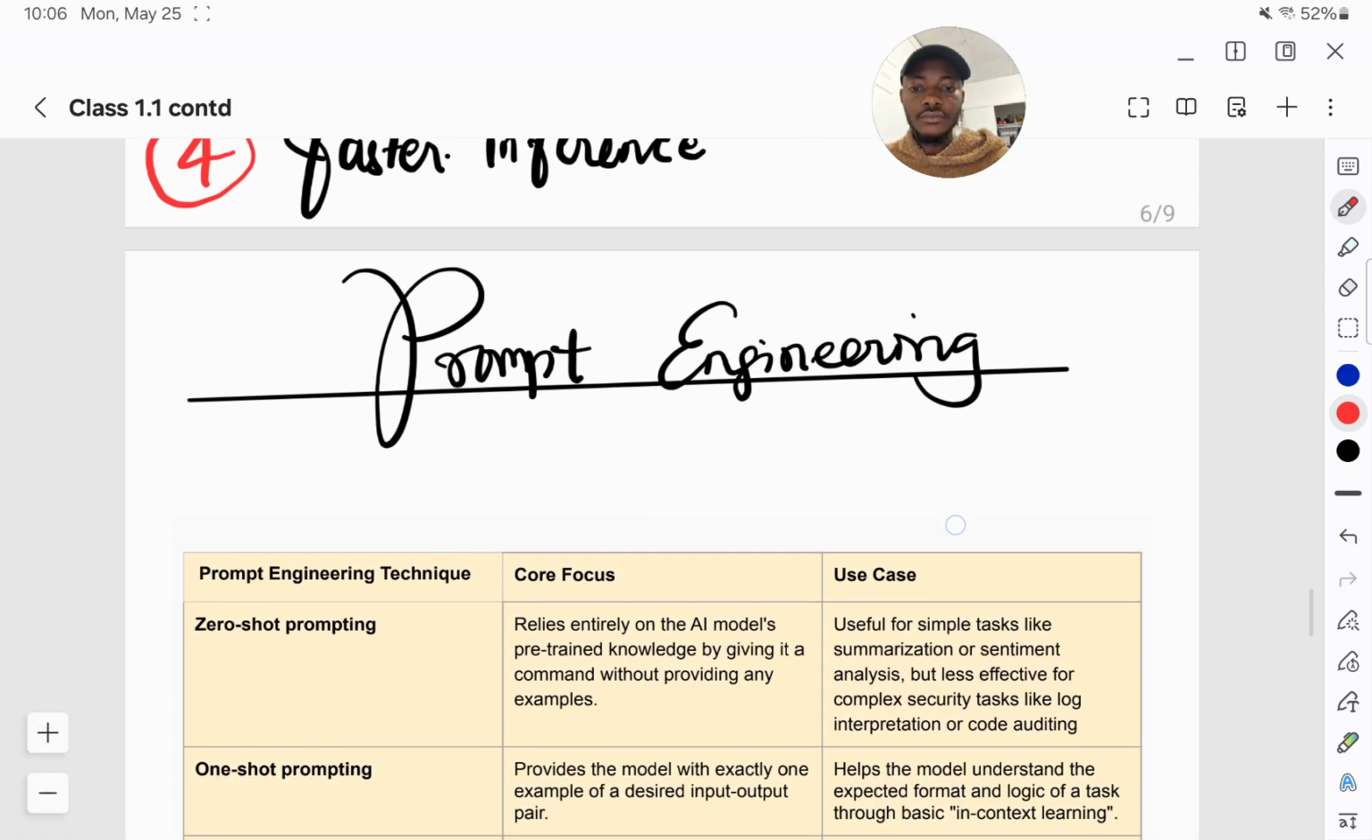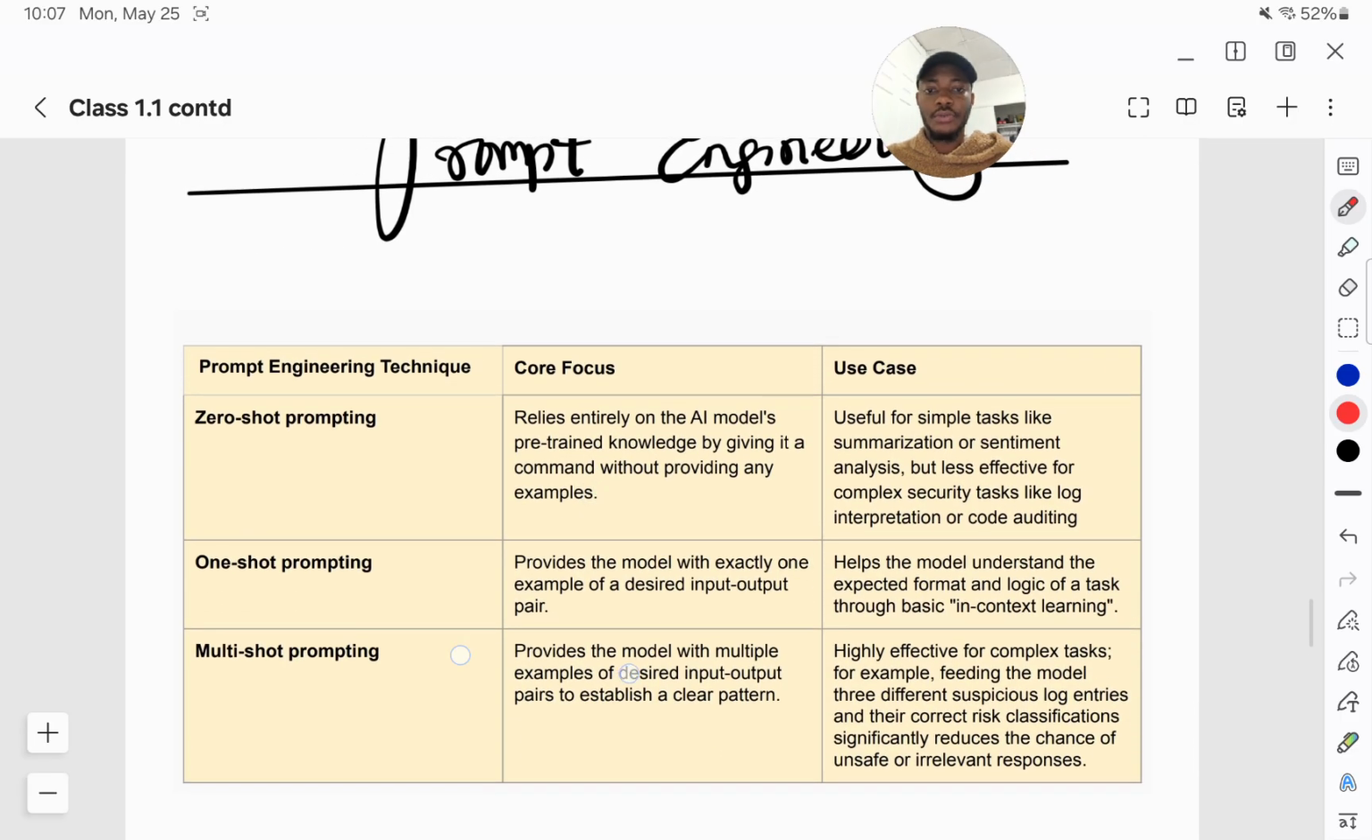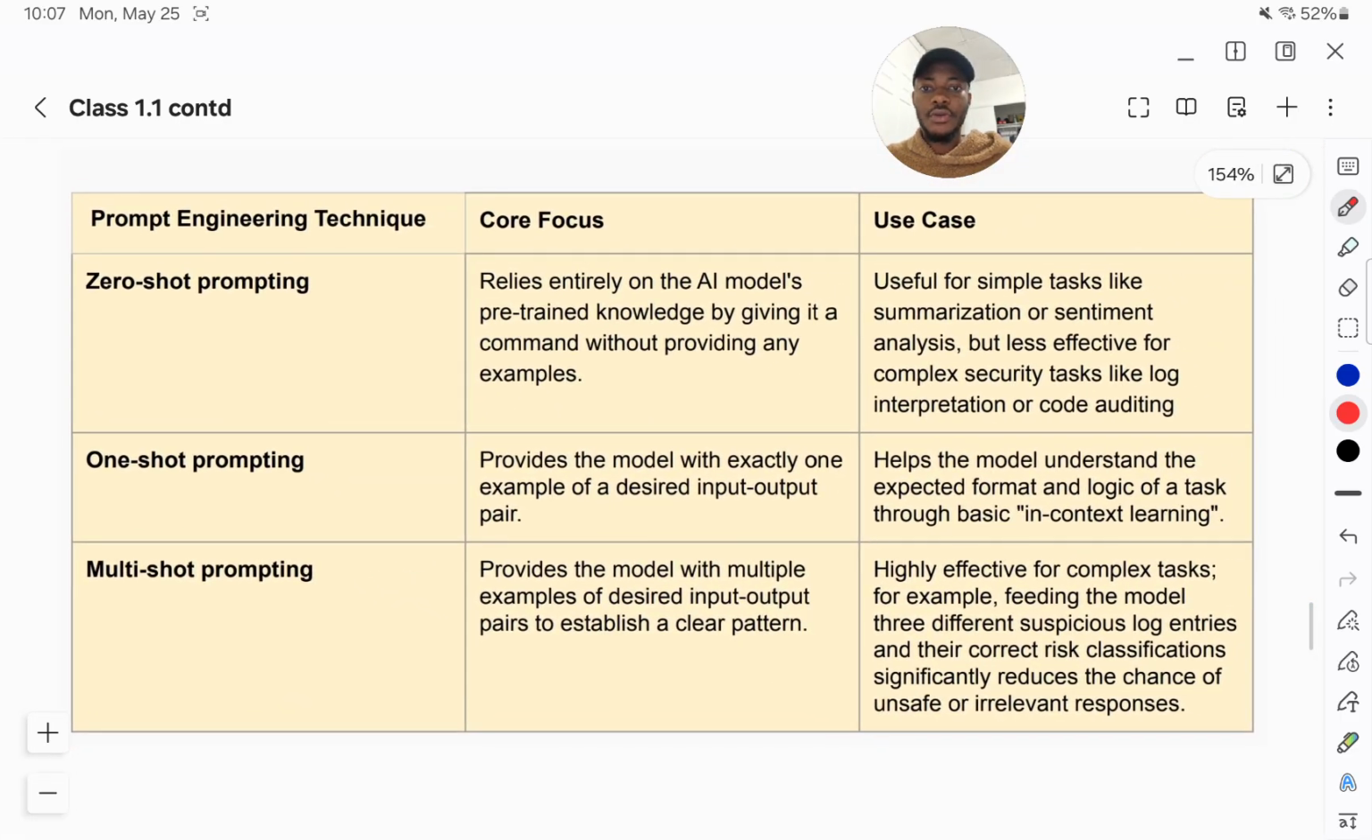Okay. So we now go down to prompt engineering. Prompt engineering is about techniques that a cybersecurity expert might use to achieve a desired output from a large language model. The first one is zero-shot prompting. Zero-shot prompting relies on the AI model's pre-trained knowledge by giving it a command without any examples. Very vague. So zero shot is very, very vague.